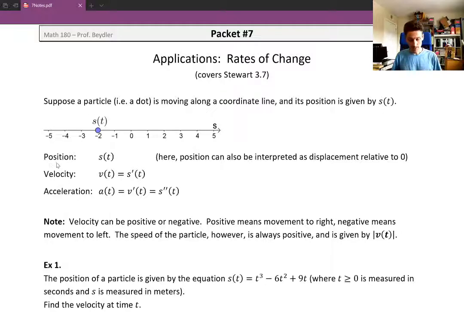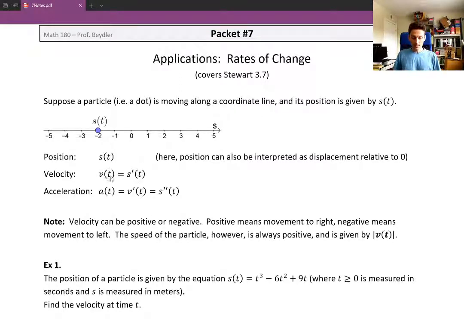We have the position function that's represented by s of t. And as a physics detail, you can think of the position as the displacement relative to the 0 position. But if that doesn't make sense, don't worry. Just think about the position as some number along the number line. So in our picture, the position of this dot is at negative 2.